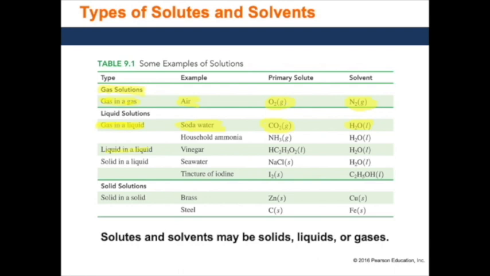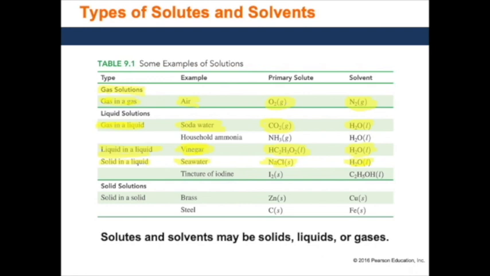Liquid in liquid, fairly simple: vinegar. Vinegar is basically acetic acid. This is the chemical formula for vinegar. This is the solute mixed into water that gives us dilute vinegar that we can consume. So this is an example of liquid in liquid. Solid in liquid, one easy example is seawater, which is salt dissolved in water. Here water, being the larger amount, is the solvent, and NaCl is the solute.